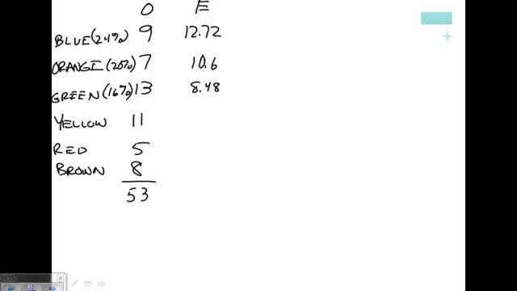For the yellows, as we said, it was 14%. So I go 14% of 53 is 7.42. For the reds, 13%. And for the browns, 13%. So 13% of 53 gets us 6.89. Right? And that's what we expected. By the way, if I total up this expected column, what number do I get?